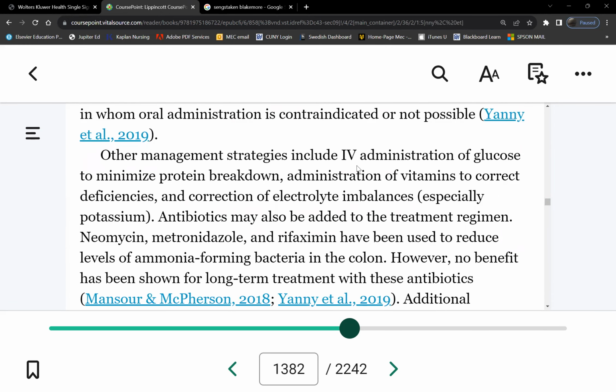Okay, other interventions are non-soluble vitamins, meaning you give no, not vitamins, sorry. Antibiotics, okay? Non-absorbable antibiotics, meaning they just stay in your GI tract. This can also help.